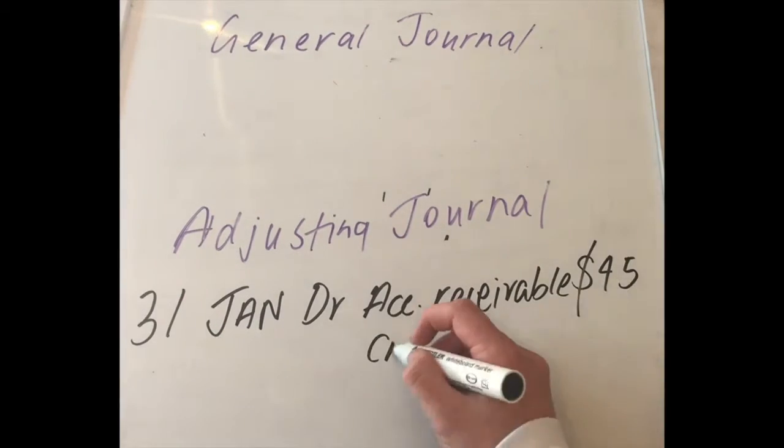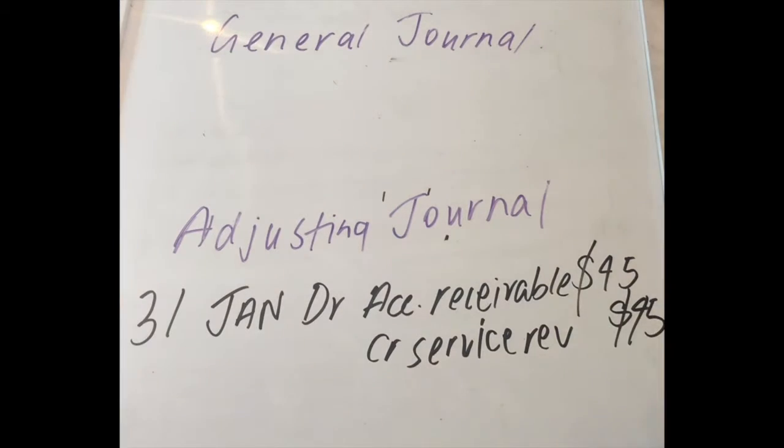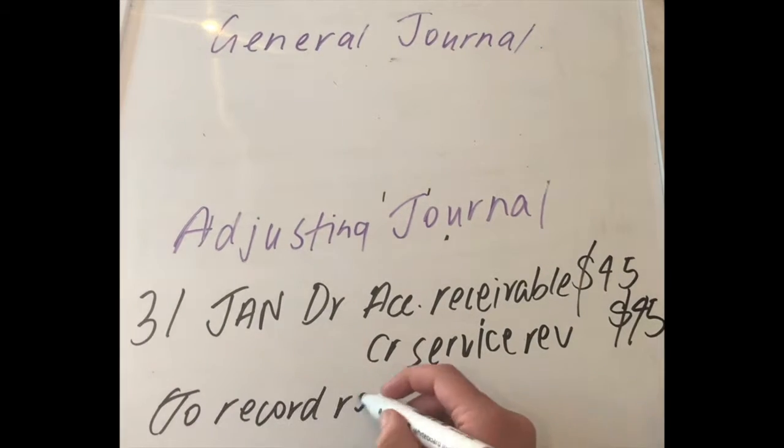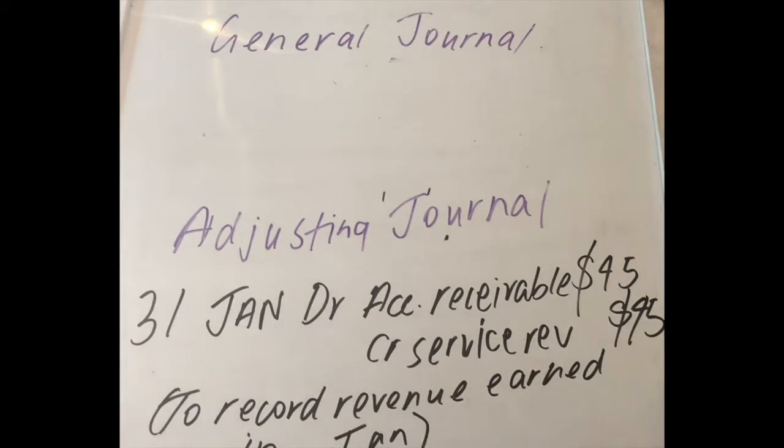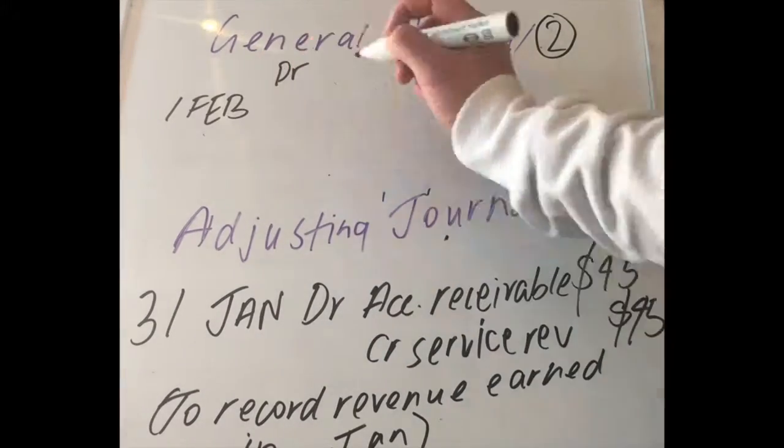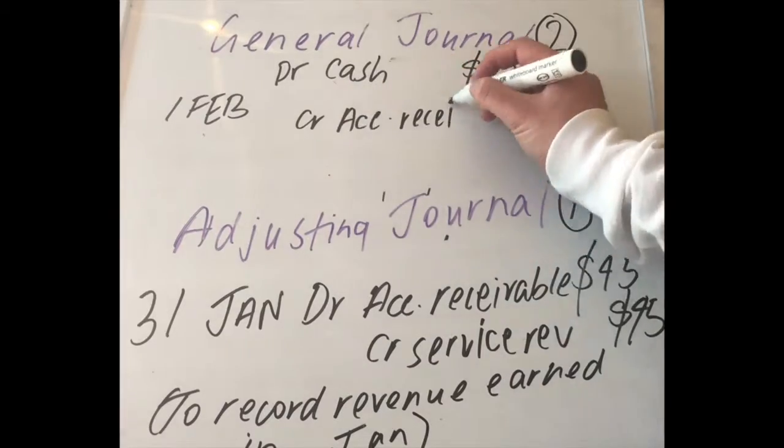For example, customers pay $45 on the 1st of February for January mobile data plan with a service carrier. The payment received is recorded as debit cash and credit accounts receivable. At the end of January, this revenue is adjusted by debit accounts receivable and credit service revenue.